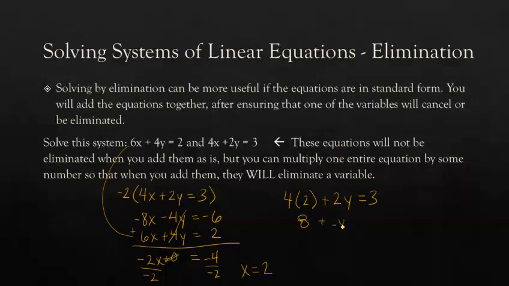8 plus 2y equals 3. So now I'll subtract the 8. 2y is equal to negative 5. I'll divide by 2 and get that y is equal to negative 5 halves. So my x-coordinate is 2 and my y-coordinate is negative 5 halves. That would be the solution to this system.